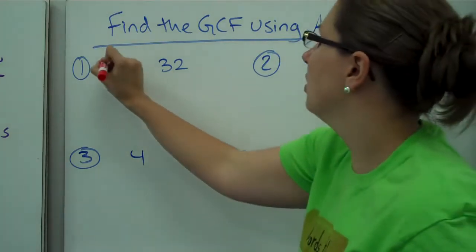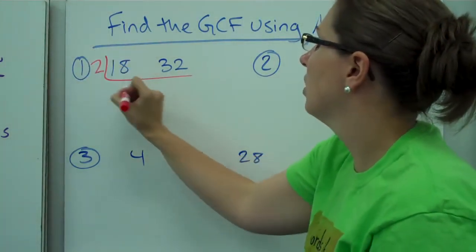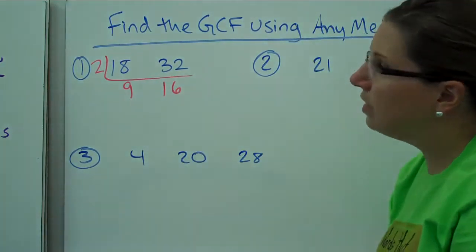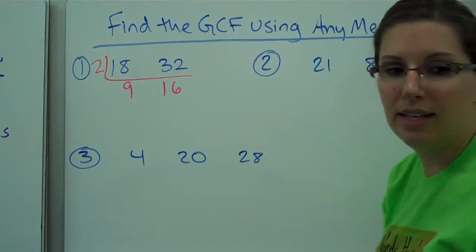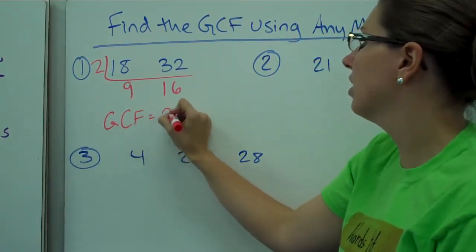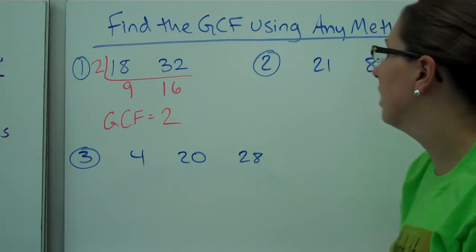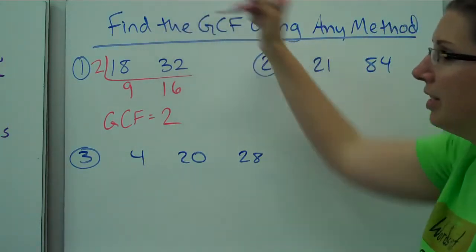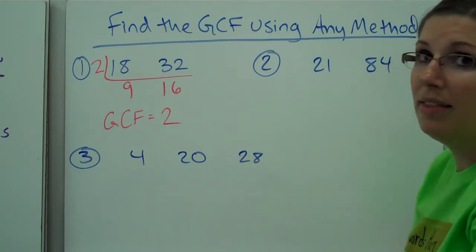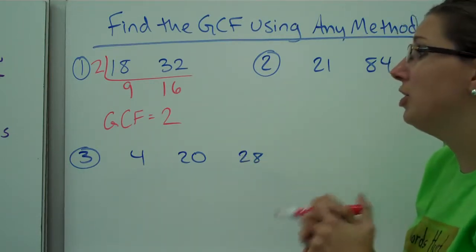18 and 32, 9 and 10, 16. So that's it for GCF. Okay, so for 18 and 32, the only factor they had in common was 2.